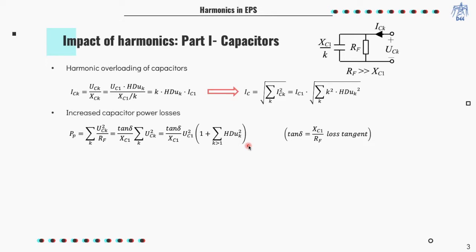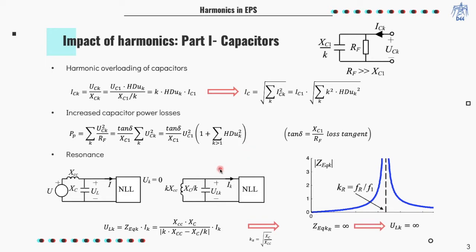The third effect on capacitors related to harmonics is the resonance phenomenon. Imagine that we have a capacitor bank to compensate the reactive power of an electrical installation, and that there is a nonlinear load connected in this installation. If we want to calculate the harmonic voltage distortion at the nonlinear load terminals by means of the approach presented in the previous videos, we must work with the following harmonic equivalent circuit.